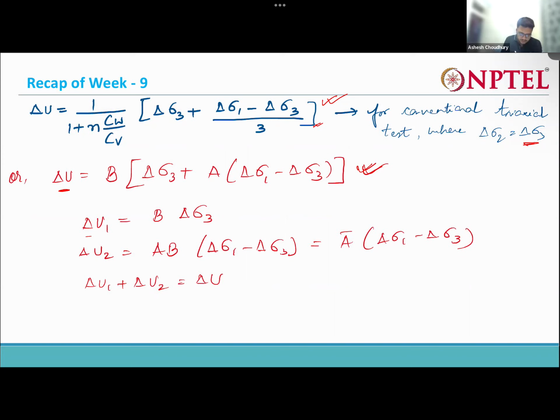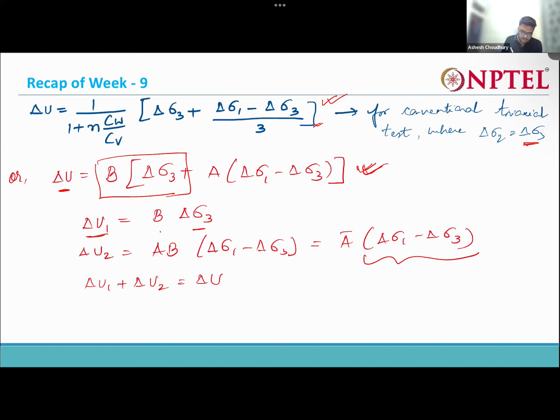This first part we write as delta U1. Delta U1 is B times sigma 3, the increase in pore pressure contributed during the application of the cell pressure. And delta U2 is the increase in pore pressure due to the increase in deviator stress.